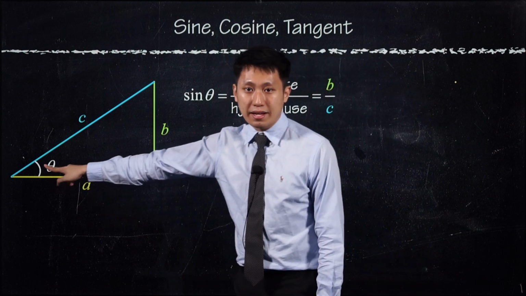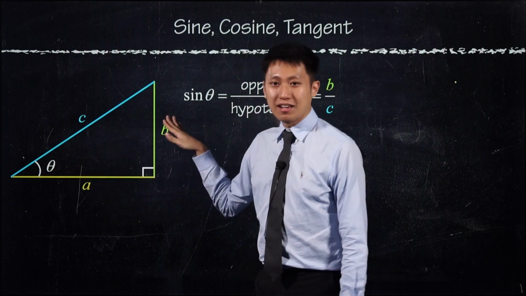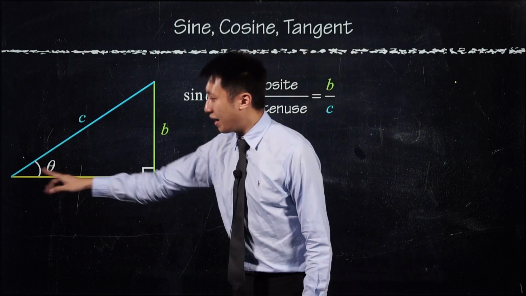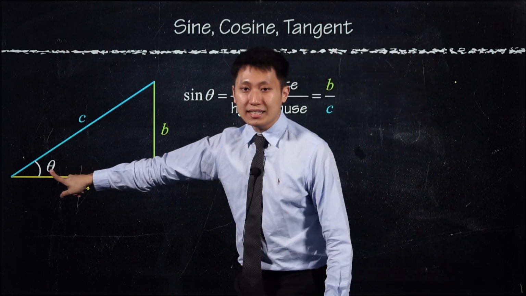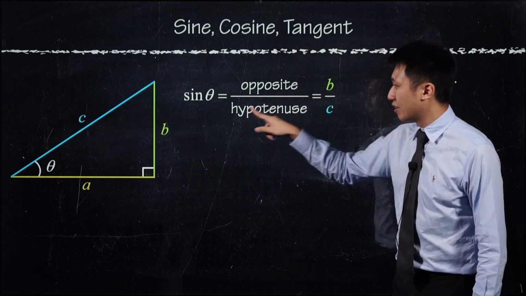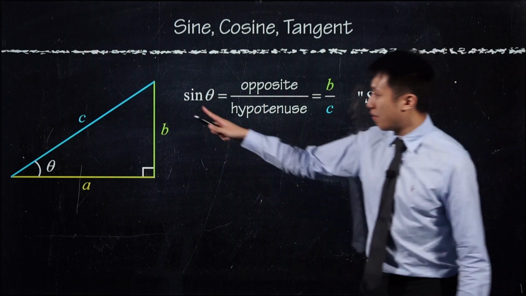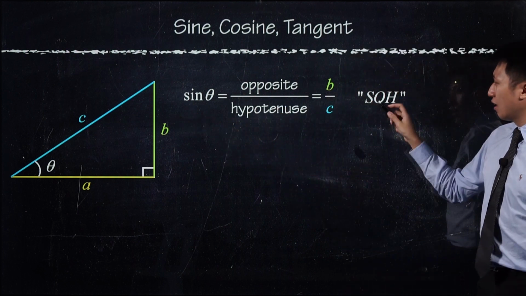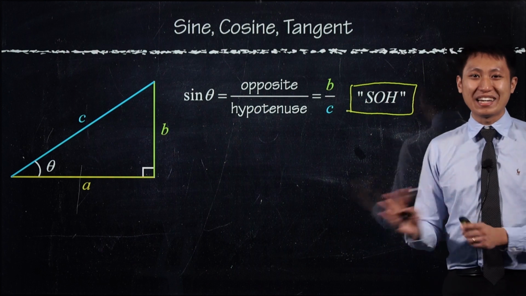This theta is here. Then this side is called the opposite. This side is called the adjacent, just like neighbor. And this side here is called the hypotenuse. So sine theta is opposite divided by hypotenuse. So what you can see is that you have S-O-H. So you remember, it's very lame. I never remember it this way, but I hope that this way will help you.